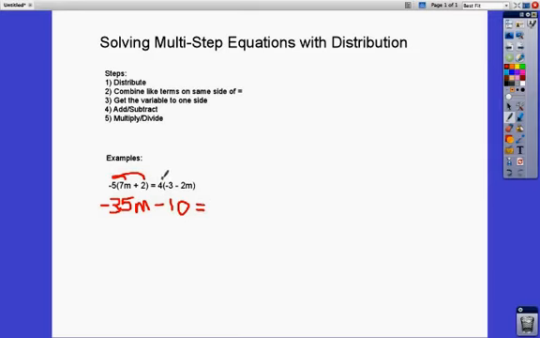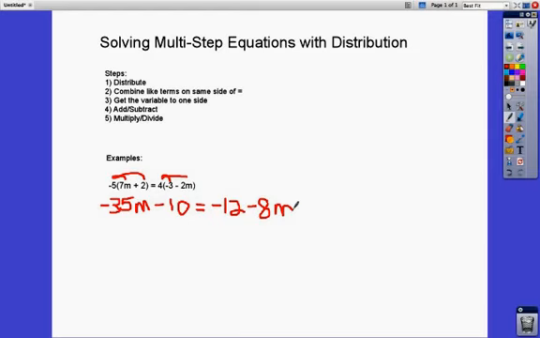now we have to do the same thing on the other side, distribute this 4 to both terms. So we're going to get negative 12 minus 8m. Okay, so that's step 1. We got rid of the parentheses, so we can move on to step 2.